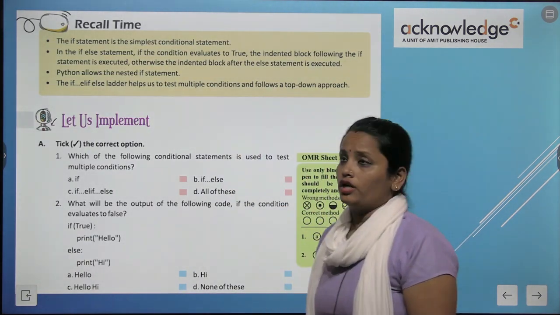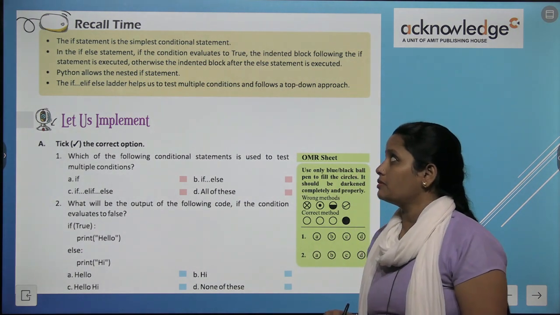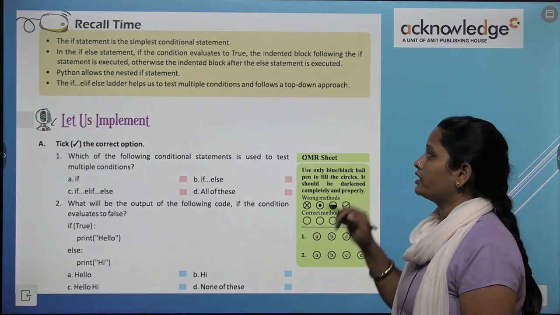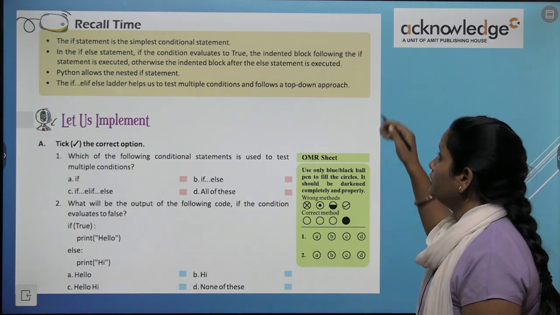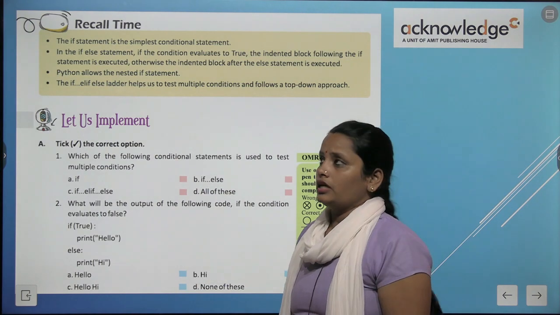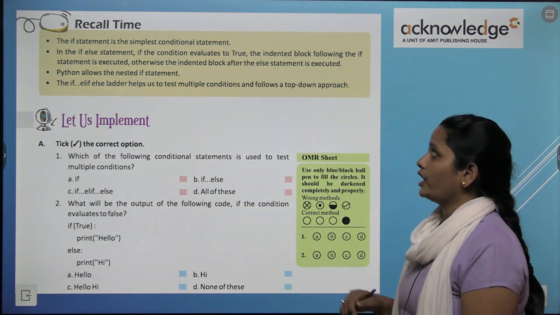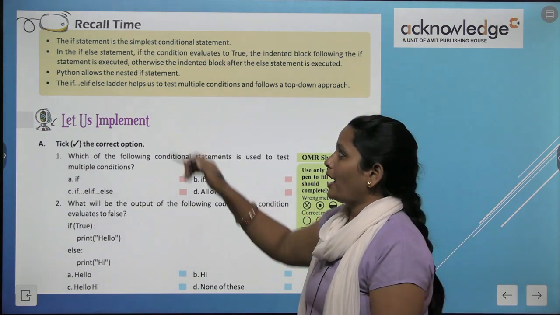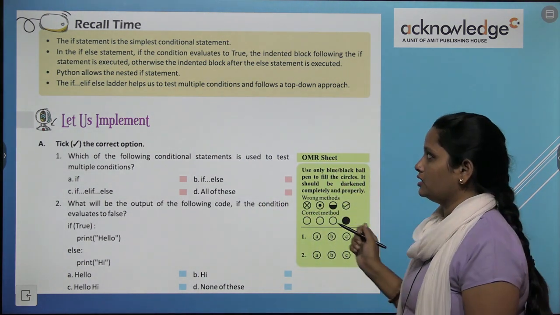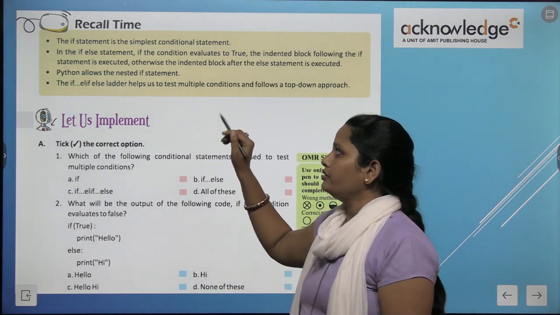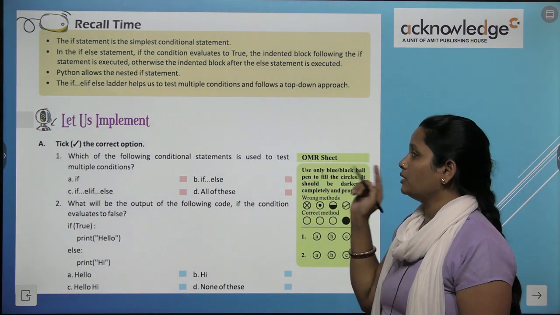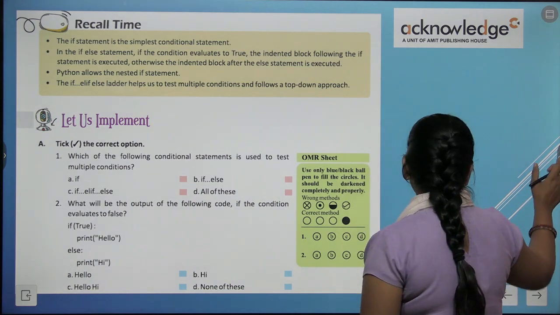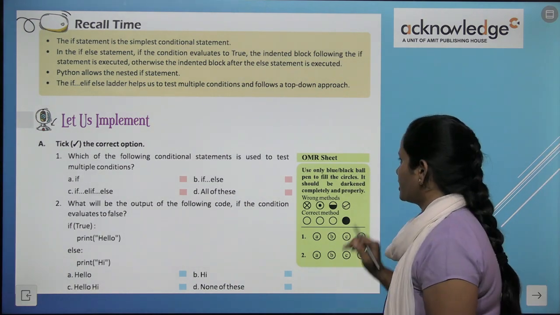Now let's come to the recall time. The if statement is the simplest conditional statement. In the if-else statement, if the condition evaluates to be true, the intended block following the if statement is executed, otherwise the intended block after the else statement is executed. Python allows the nested if statement here, and if-elif-else ladder helps us to test multiple conditions and follow the top-down approach. So children, let's begin the book exercise.